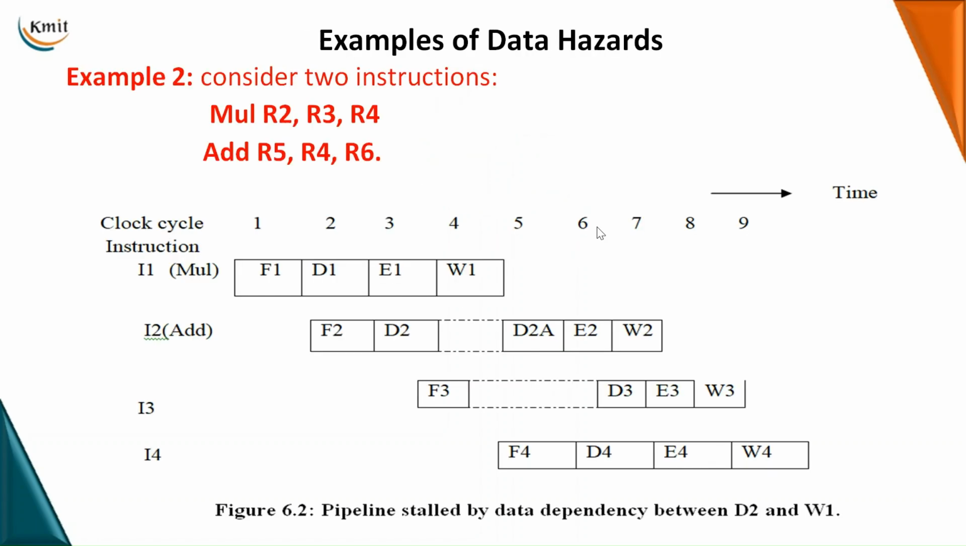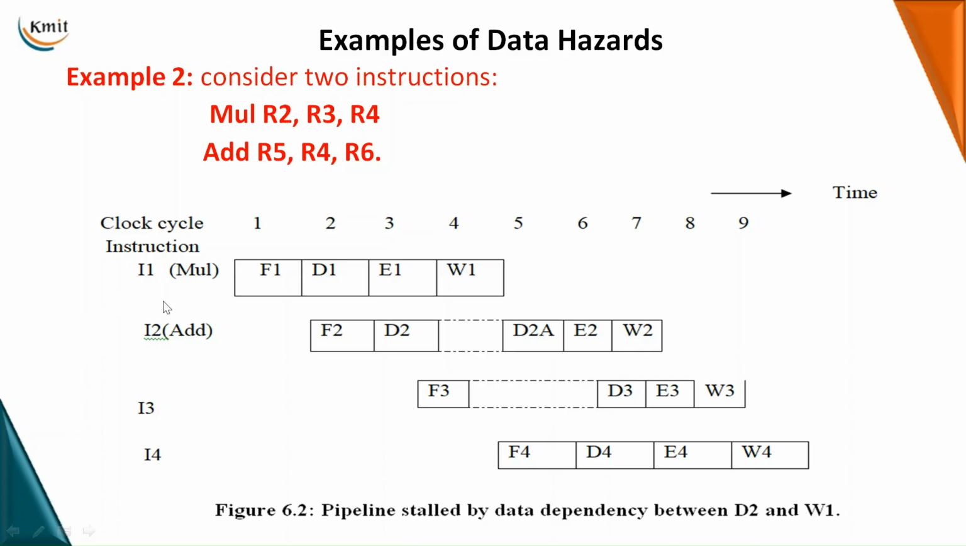Now let us see one more example of a data hazard situation. Here the first instruction is a multiplication, where we perform a multiplication on the contents of two registers R2, R3, and the result is stored into R4. Next, coming to addition, we perform an addition operation on the contents of R5 and R4, and the result is placed into R6. If you look at this, the destination operand R4 of the first instruction acts as a source operand for the next add instruction. So there is a dependency of instruction I2 on the result of the previous instruction I1.